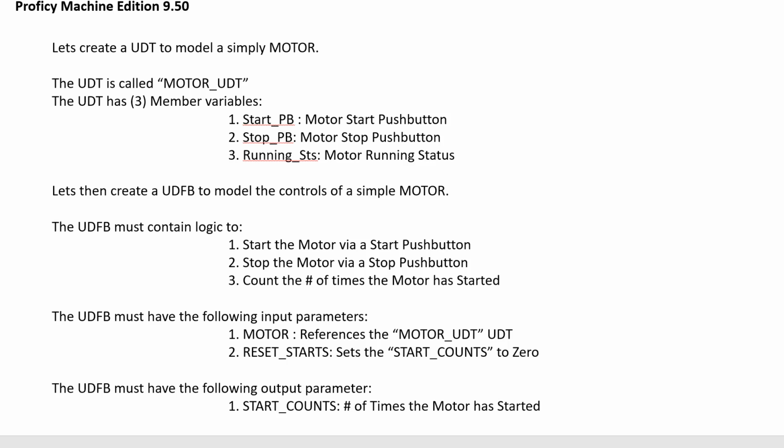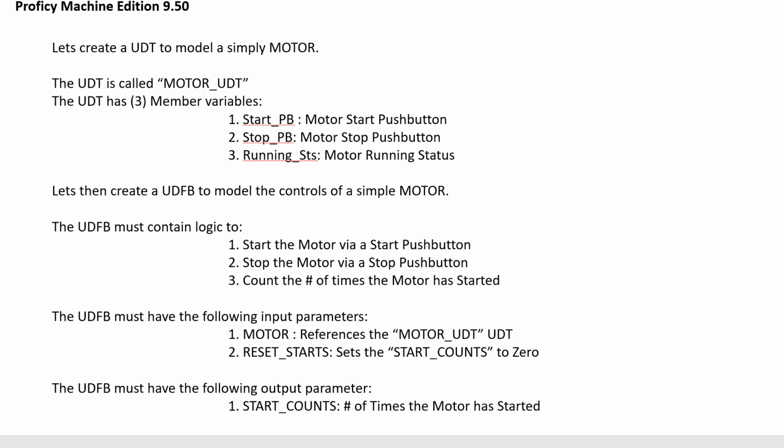Now, this UDT is going to be defined with three member variables. Since it's a motor, we're going to want to be able to start the motor using a push button, so we'll call a member variable start underscore PB. It's going to be a Boolean variable, either 1 or 0. And as for stopping the motor, we're going to need a stop push button to stop the motor, and that's going to be a Boolean variable called stop underscore PB. And then finally, we're going to have a running status to track whenever the motor is running based on if we've started or if we've stopped it. And we're going to call that running underscore status, which will be a Boolean variable.